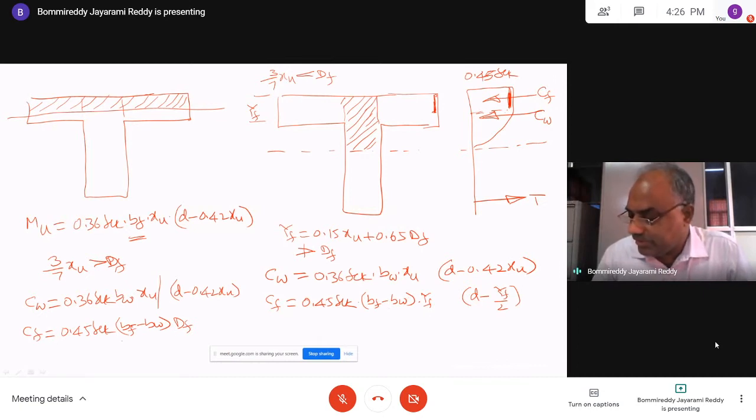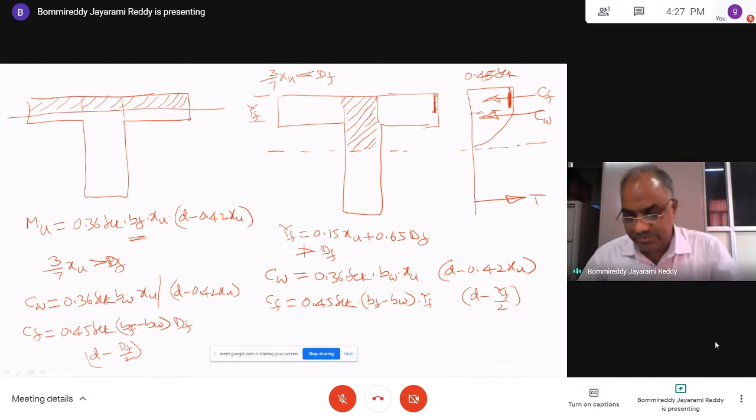And what is the lever arm in this case? Lever arm in this case is D minus DF by 2. These are the forces and lever arms. If you want moment, what do you do? This force multiplied by lever arm, this force multiplied by lever arm, so that you will get the moment. That's all about it. So here one term is for the web, another term is for the flange, one more term is for the compression steel if it exists.